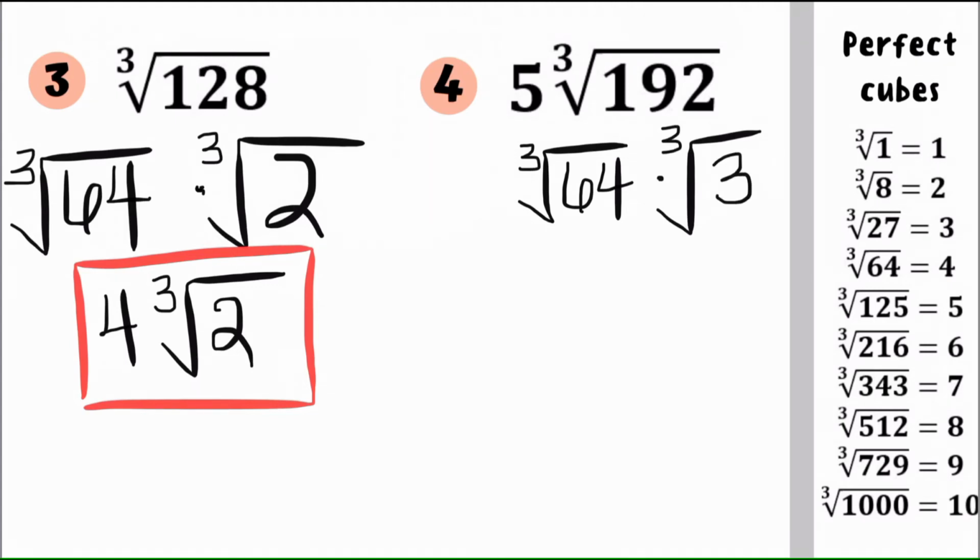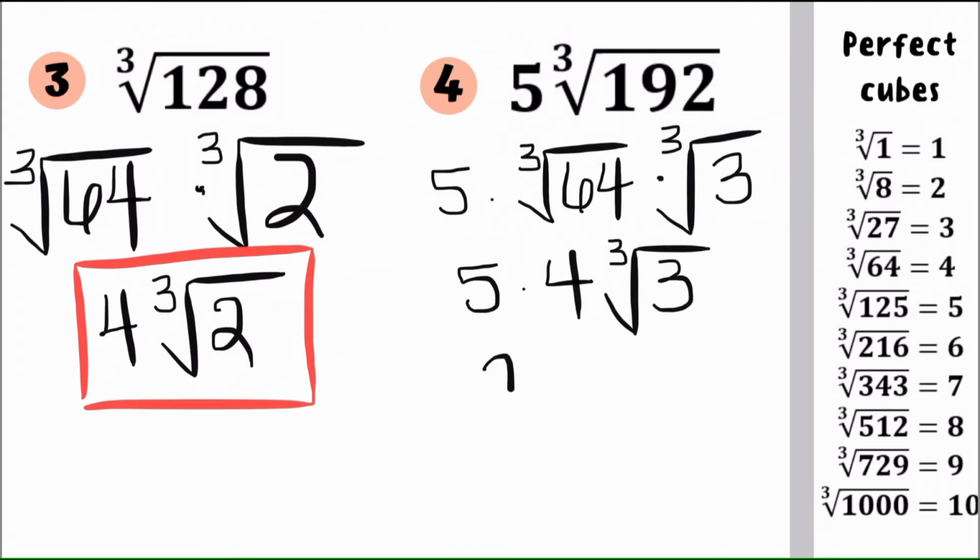If you have a coefficient in front, like this 5, you just bring that down in front. So this will be 5 times the cube root of 64 times the cube root of 3. The cube root of 64 again is 4, so this is 5 times 4 cube root of 3. 5 times 4 is 20, so this is 20 cube root of 3. And that is my answer.